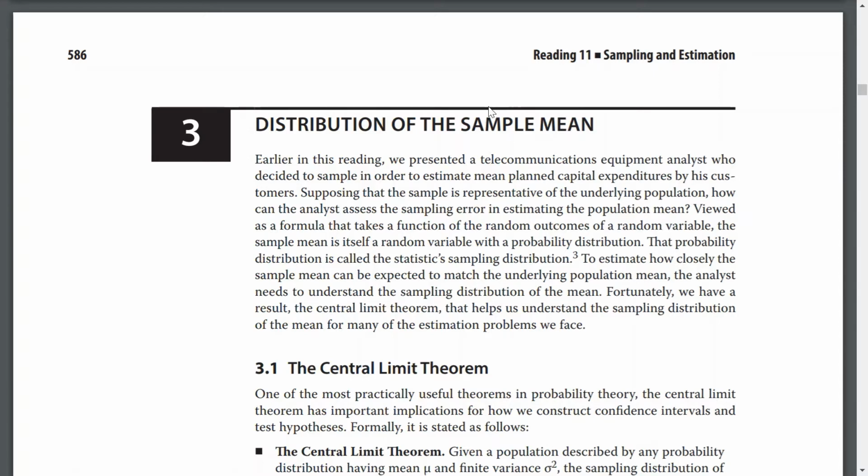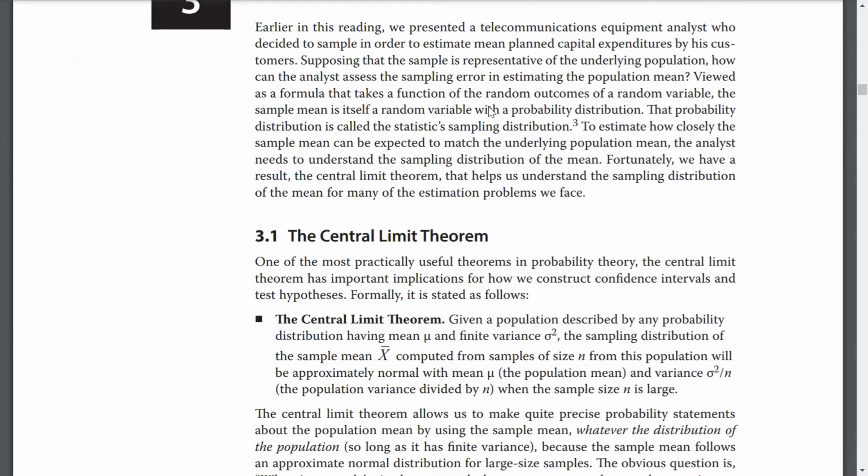View the sample mean as a formula that takes a function of the random outcomes of the variable. The sample mean itself is a random variable with a population distribution. The probability distribution is called the statistic's sampling distribution. To estimate how closely the sample mean can be expected to match the underlying population mean, the analyst needs to understand the sampling distribution of the mean. Fortunately, we have a result, the central limit theorem, that helps us understand the sampling distribution of the mean and many of the estimation problems we face.